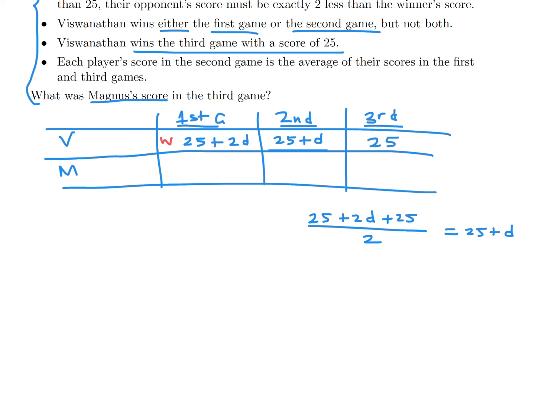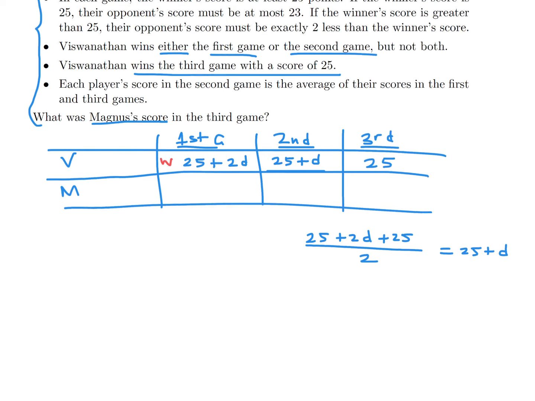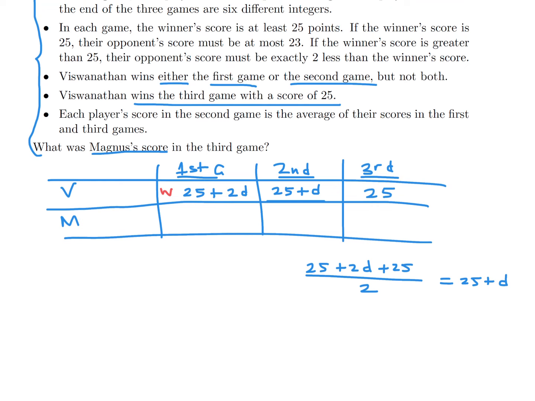Now, for Magnus, his scores that we need to figure out. Right here, if the winner's score is greater than 25, the opponent's score must be exactly 2 less. So since this is greater than 25, this will be 2 less. So this will be 23 plus 2d. Just according to what they're saying.